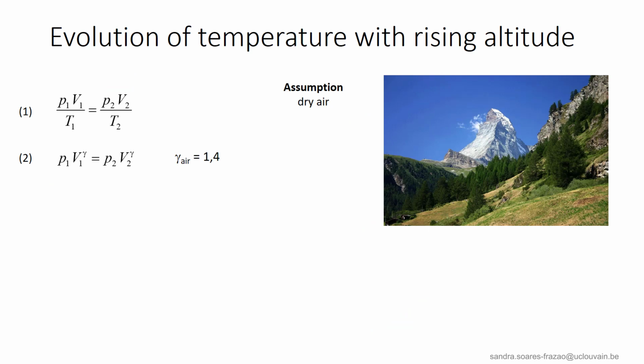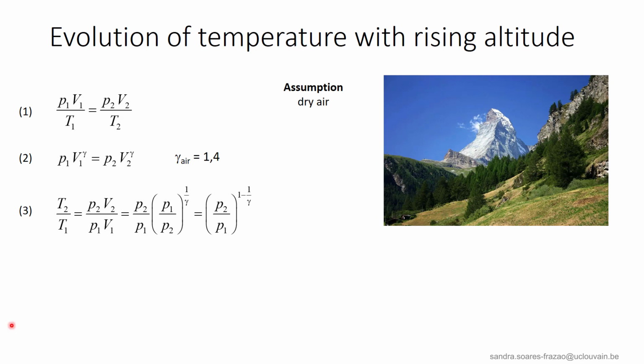Talking about altitude, we can ask ourselves, how do temperatures evolve with the altitude? Assuming dry air, we can use equation 1 to express the ratio of temperatures as a function of the pressure and volume. Then, using equation 2, we can replace the volume to keep only the pressure. So we have here the ratio of temperature expressed, and we keep only the pressure. Finally, equation 4 is obtained by transforming the temperature from Kelvin to Celsius scale.